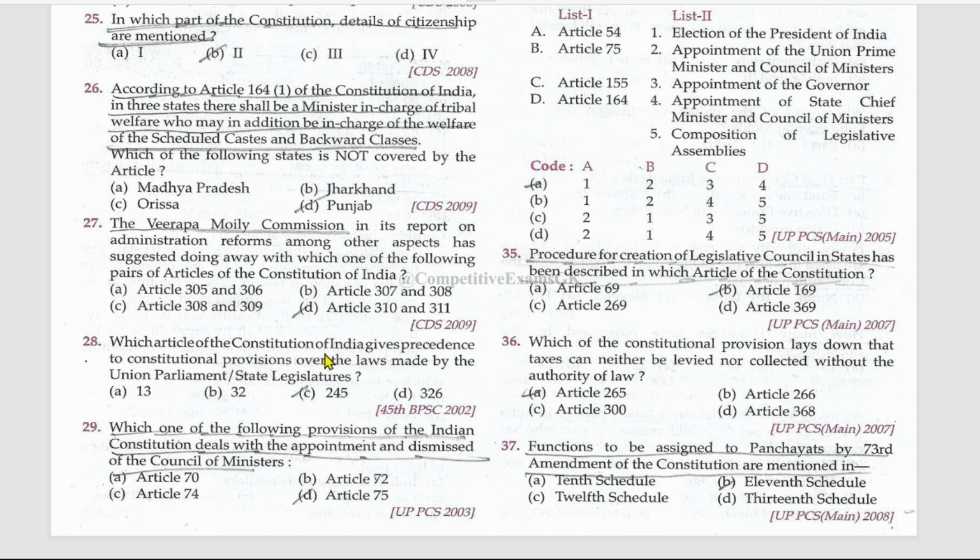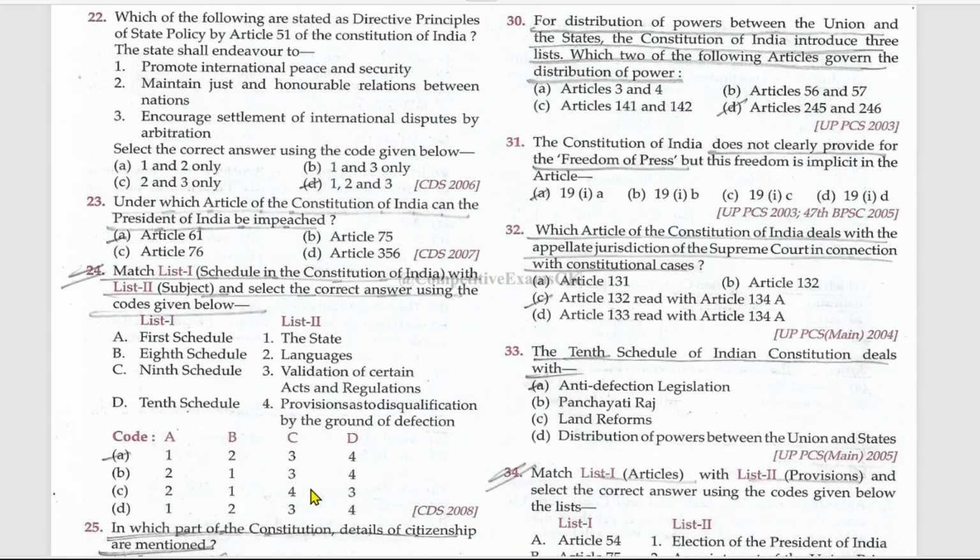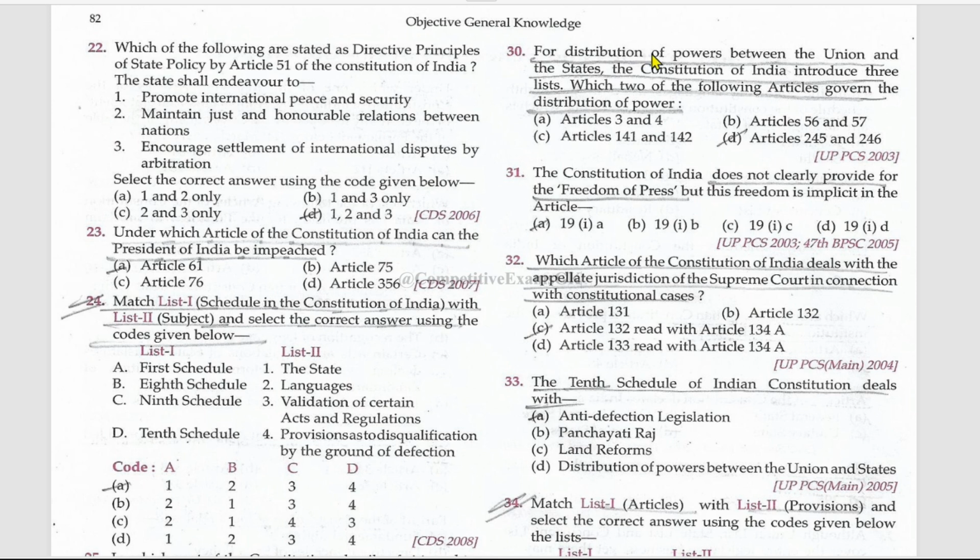This article of the Constitution of India gives precedence to constitutional provisions over the laws made by the Union Parliament or state legislatures. Which one of the following provisions of the Indian Constitution deals with the appointment and dismissal of the Council of Ministers? Article 75. For distribution of powers between the Union and the states, the Constitution of India introduced three lists. Which two of the following articles govern the distribution of powers? Article 245 and Article 246.